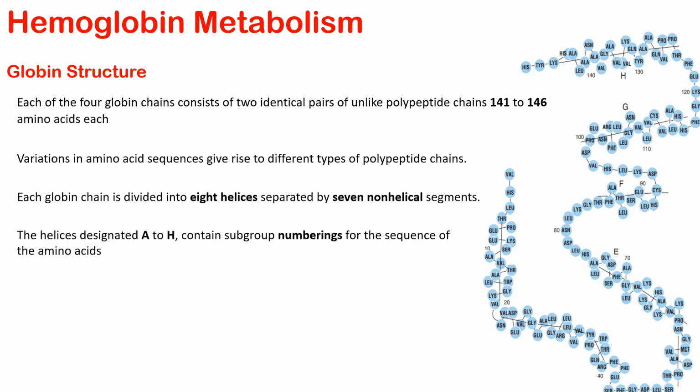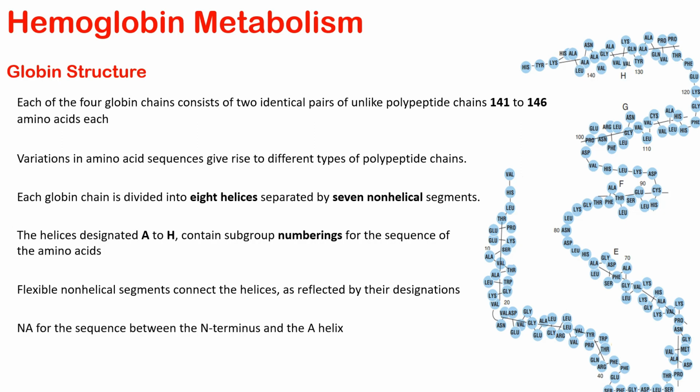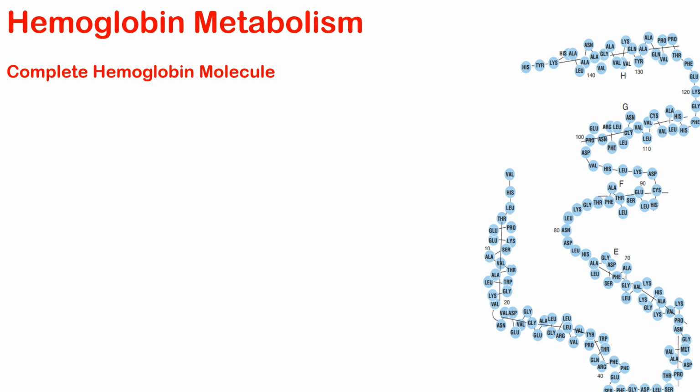The helices, designated A to H, contain subgroup numberings for the sequence of the amino acids. Flexible non-helical segments connect the helices, as reflected by their designations, NA for the sequence between the N-terminus and the A helix. Complete hemoglobin molecule.